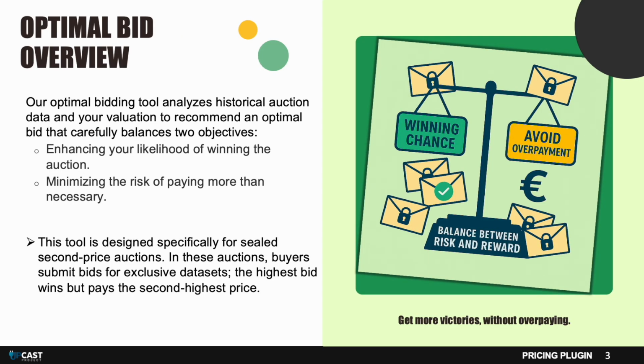The optimal bid is a strategy designed for auction-based pricing, where buyers compete by submitting bids and the final price is set by the auction outcome. In this context, our tool helps you calculate the ideal bid for a single auction by balancing two key goals: maximizing your chances of winning while avoiding unnecessary overpayment. It uses a probabilistic model to analyze bidding behavior, providing you with smart, data-driven recommendations for sealed second price auctions.